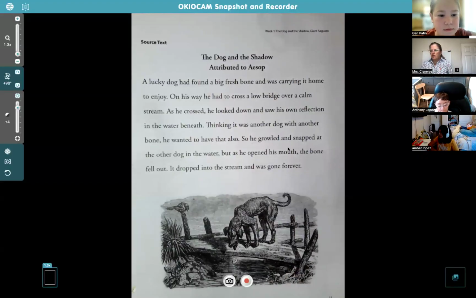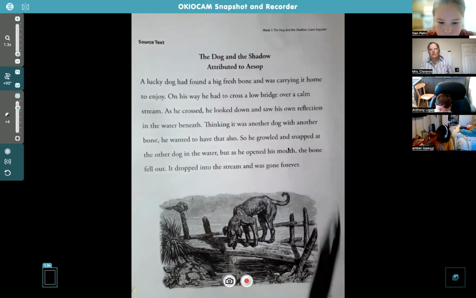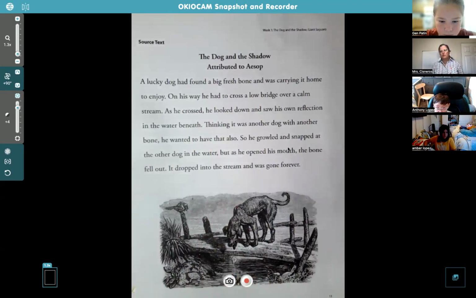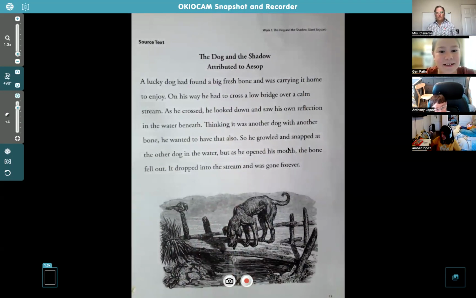This is a story, and it says here attributed to Aesop. Have you guys ever heard of Aesop's fables before? Yeah, some of you know. Okay, so Aesop's fables are made up stories. They're pretend stories, and they usually have animals in them. Maybe you've heard of the tortoise and the hare, or the fox and the hound, or the crow. I think there's one with a crow, or the lion and the mouse. That's another one. So they're made up stories, but they teach us a lesson. That's what's special about Aesop's fables, is we can learn a life lesson from it.